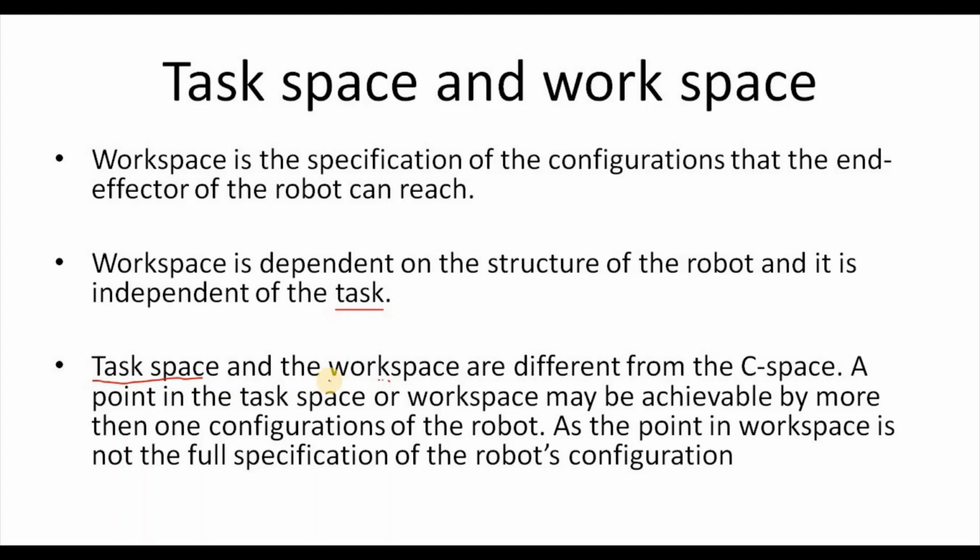On the other hand, workspace is more dependent on the end effector and also the structure of your robot, how it looks like. They're different from Cspace because configuration space tells about the configuration of the joints of the robot. A point in the task space or a workspace may be achievable by more than one configuration of the robot.